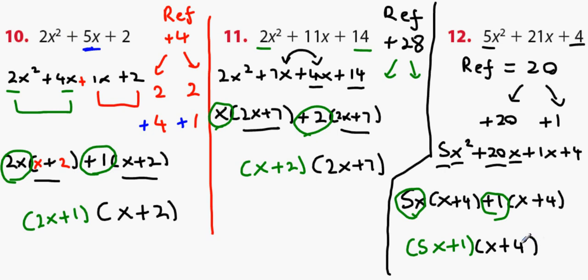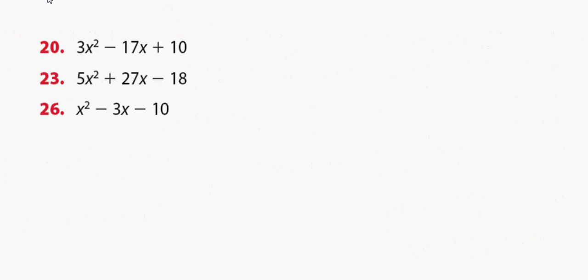Okay. Now, next one we're doing is these three here, okay? So we'll start off with 3x squared minus 17x plus 10. We multiply the 3 by the 10 to get the reference number. The reference number is 30.